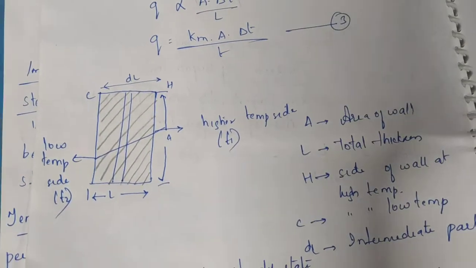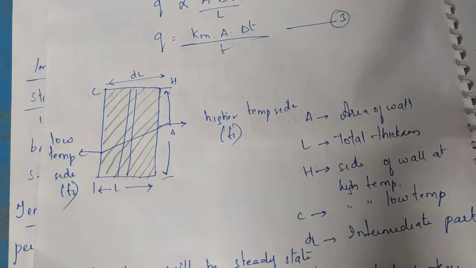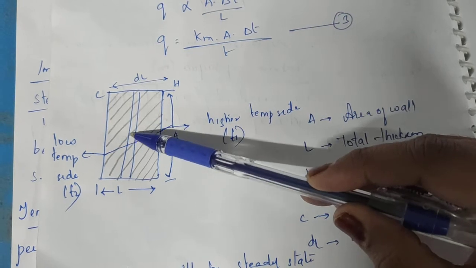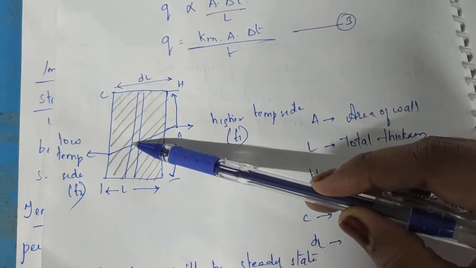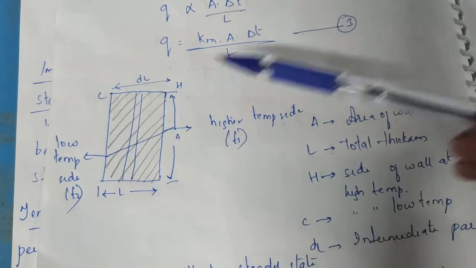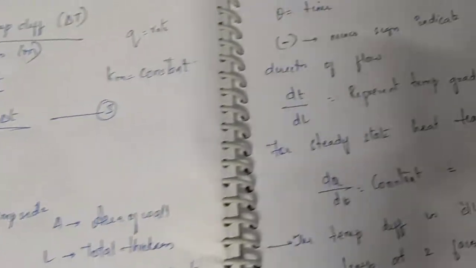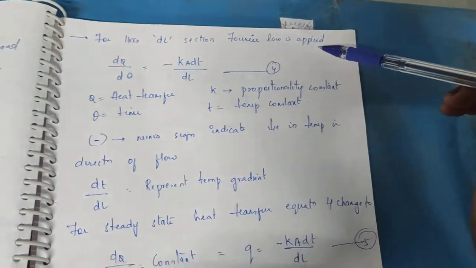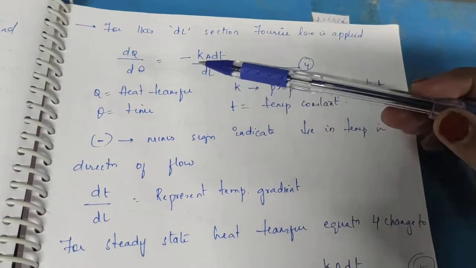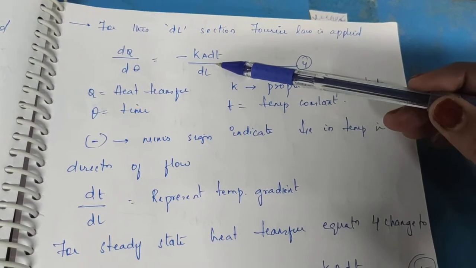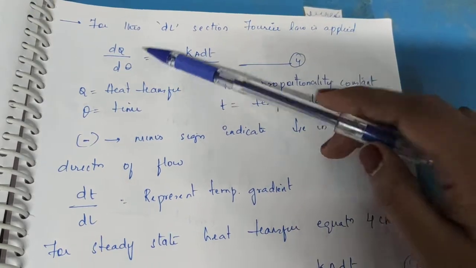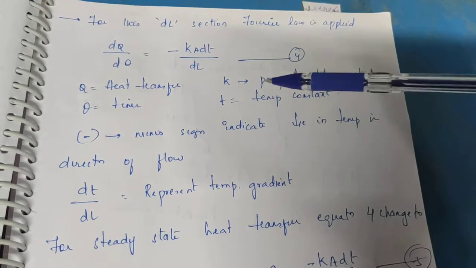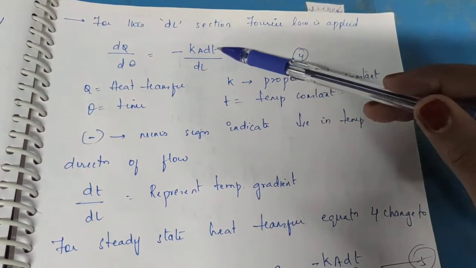Let us see the application of this Fourier law in the DL section, the middle section: how we apply the Fourier law, what the heat transfer will be, and whether equations 1 and 2 are proved or not. When the Fourier law is applied to the DL section, the equation becomes dQ by d theta equals minus kA dT by dL. Here dQ is the heat transfer, theta is the time, k is the proportionality constant, and T is the temperature.